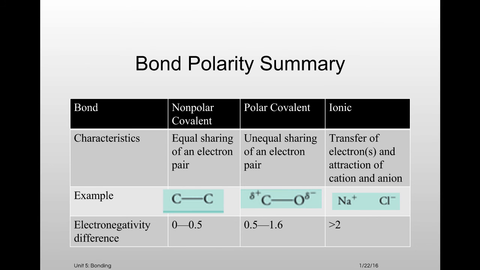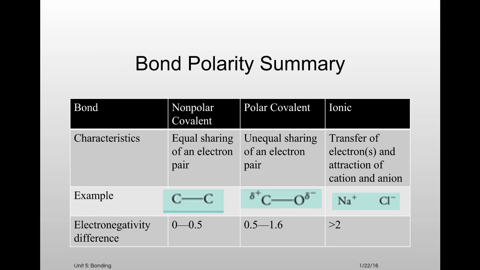So here's a nice table that sums everything up. The characteristic: in a nonpolar covalent bond, we have equal sharing of an electron pair. In a polar covalent bond, we have unequal sharing of an electron pair. In an ionic bond, we have transfer. In our example, a nonpolar covalent bond is shown simply with a line between the two atoms who are bonded. In a polar covalent bond, we have delta notation showing which part of the bond will have a slight positive charge and which side will have a negative. And then ionic, we don't show the line because it's not a covalent bond, and then we have full charges. Sodium will lose an electron and become positive, and chlorine will gain it and become negative.